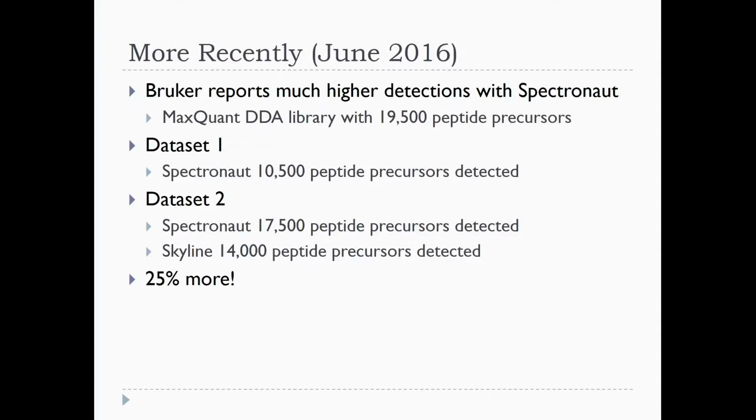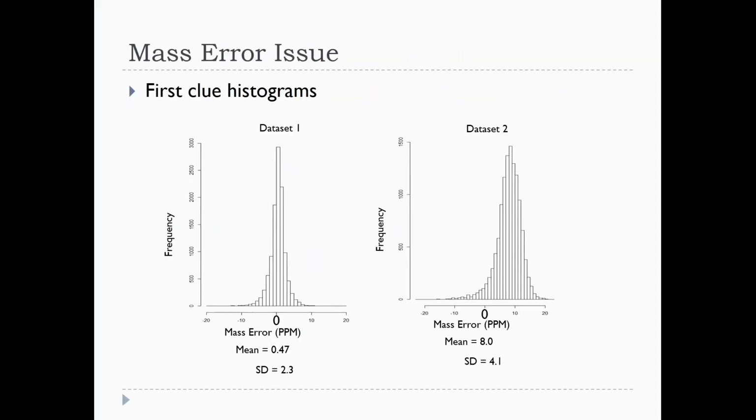So data set 1, Spectronaut got 10,500 precursors. This is a human cell lysate, kind of similar to the kind of experiment that you got. And then they said, well, we really improved things in our second data set. There were some problems with our collection in our first data set, and now we're seeing 17,500 peptide precursors detected in Spectronaut and only 14,000 detected in Skyline, 25% more. What's your hypothesis? It's fair to say I don't have one. Tell me what else. Give me some more information.